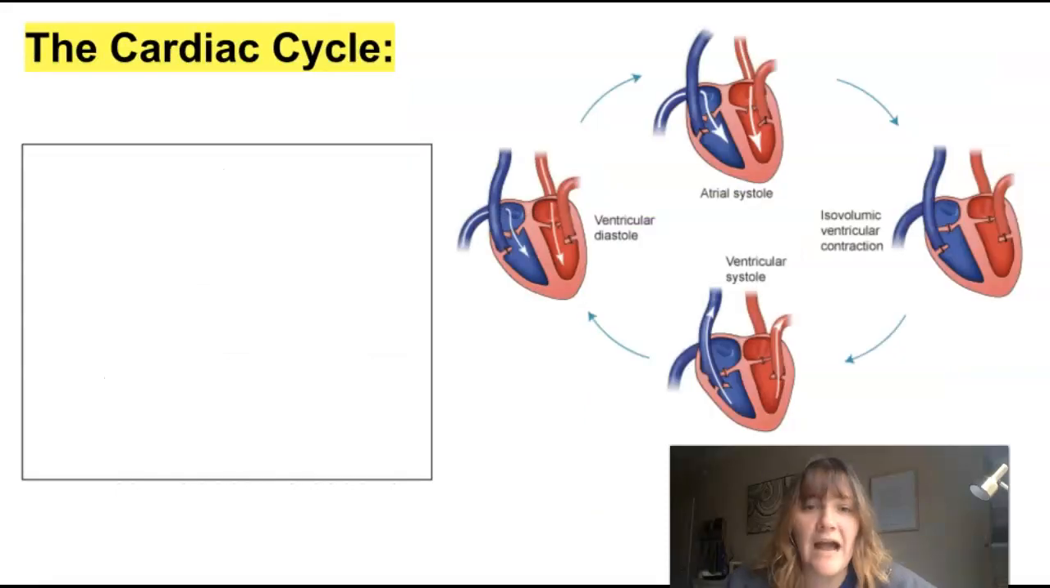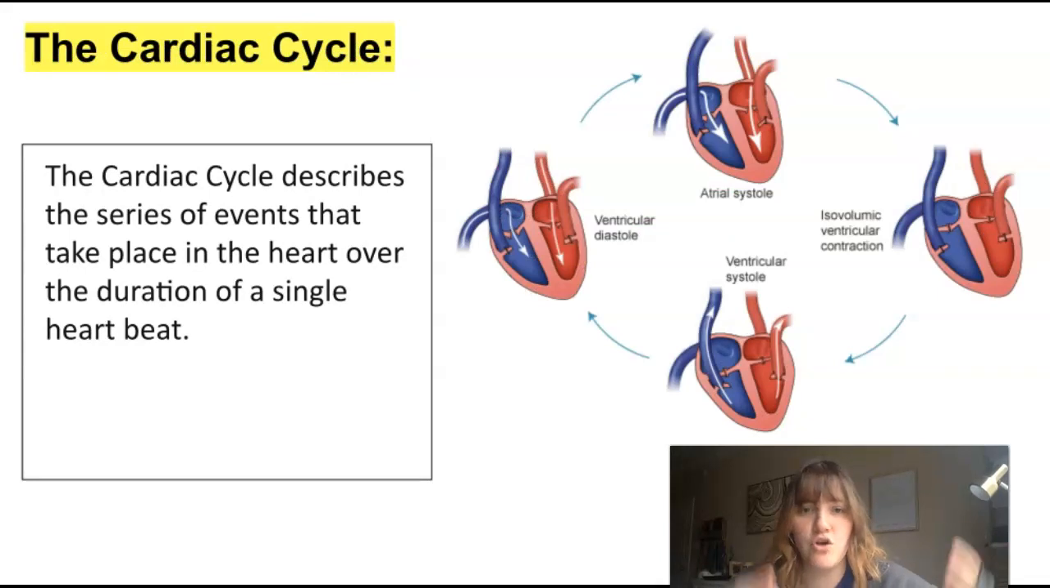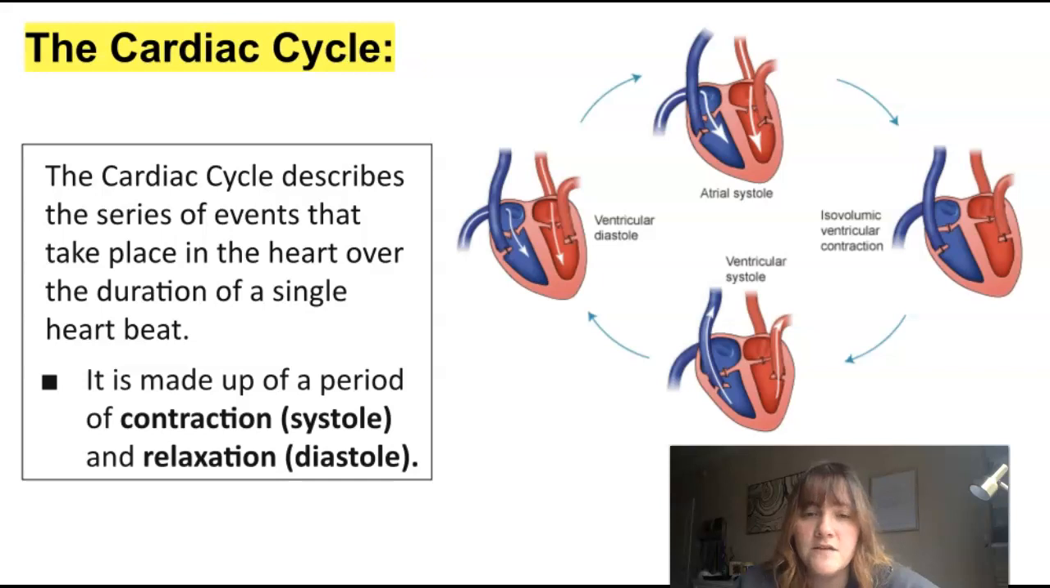Okay. Awesome, we're back. So now we're going to talk about the cardiac cycle. So the cardiac cycle basically just describes a series of events that take place in the heart over the duration of a single heartbeat. You already know the electrical signals, but now this more explains the contraction and the relaxation of the different muscles. It is going to be made up of two periods. The first period is of contraction, and we call that systole. The second period is of relaxation, which we call diastole.